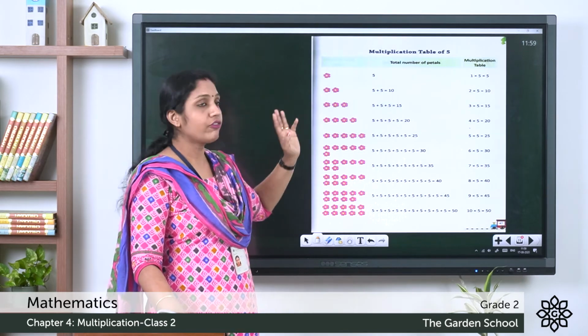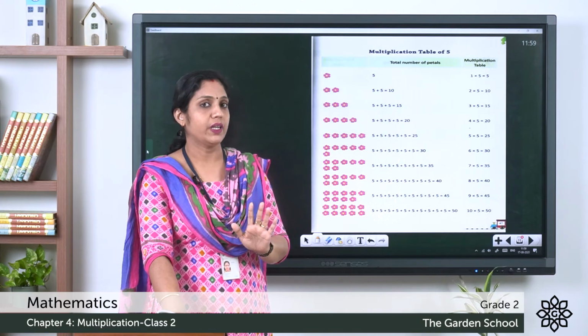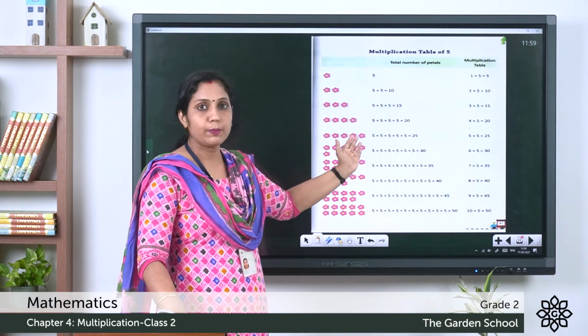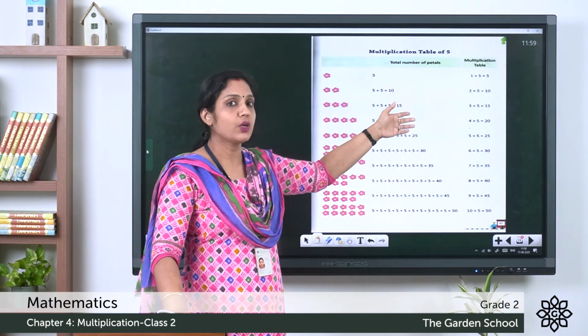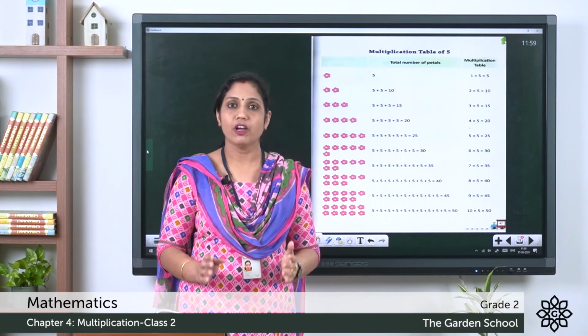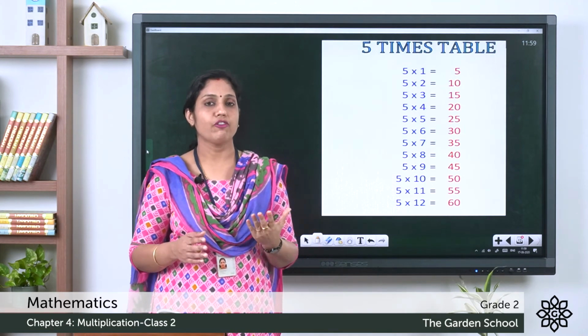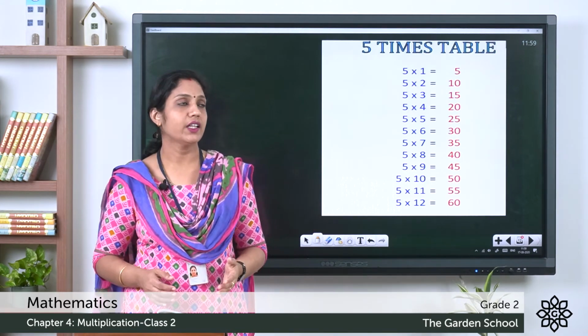Third picture, you have 3 flowers and in each group there are 5 petals. So, how can we write it? 5 plus 5 plus 5 is equal to 15. So, now, let's check the table of 5. This is the table of 5. So, let's read it together.